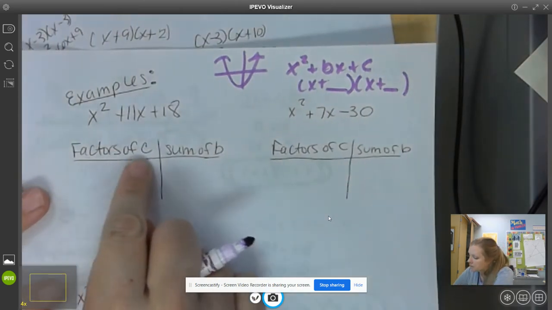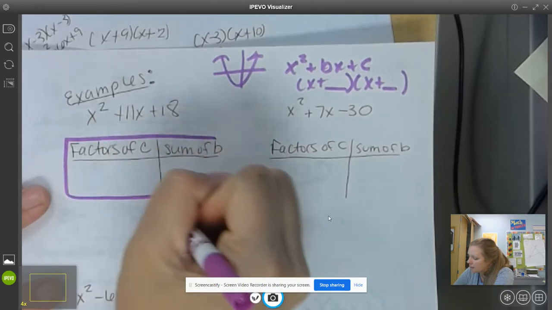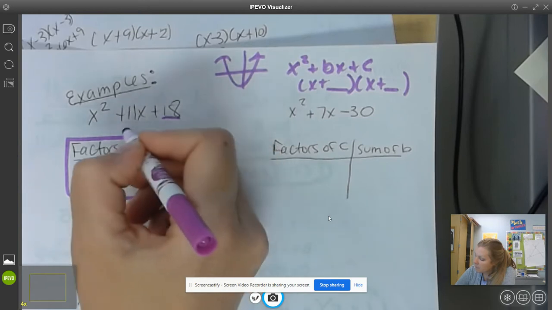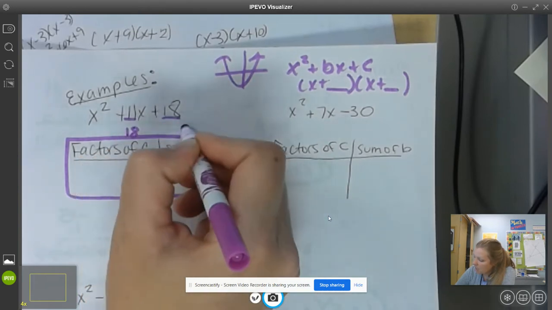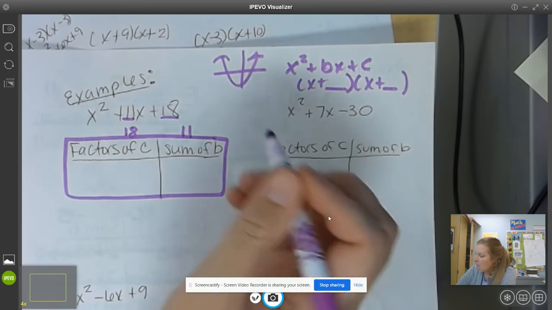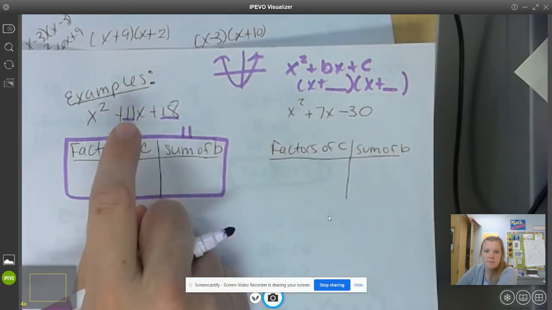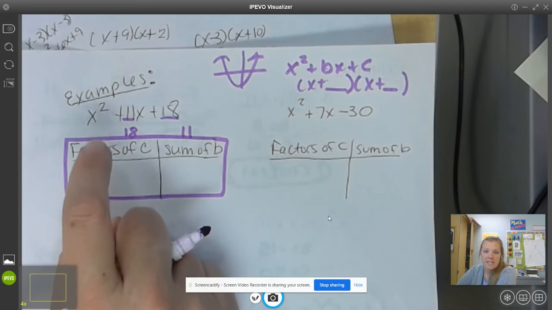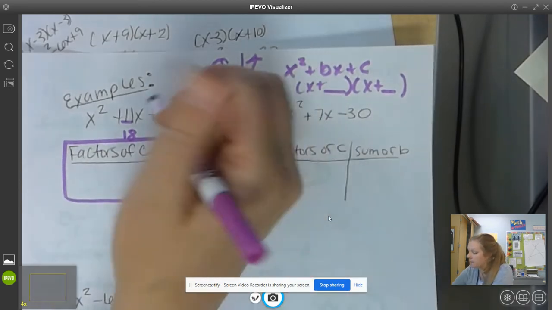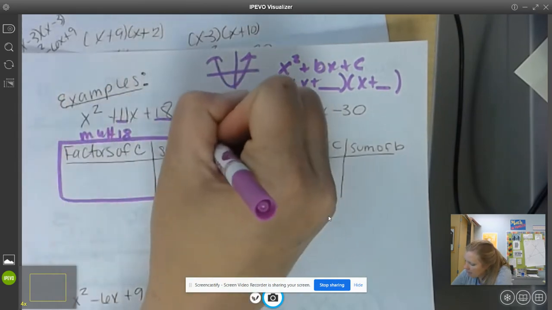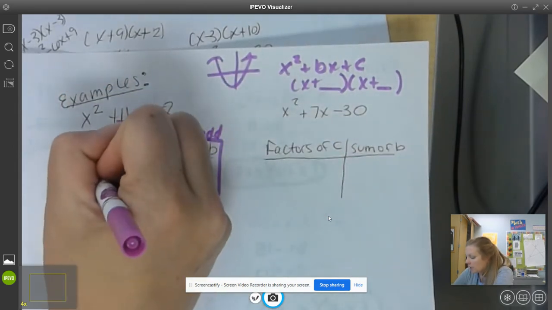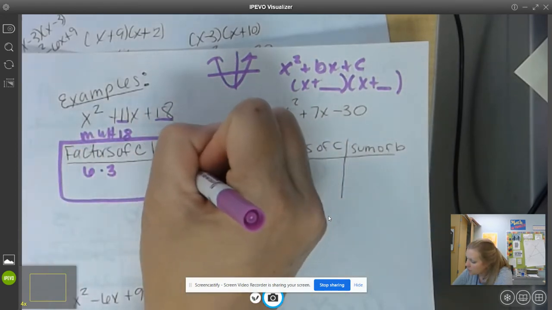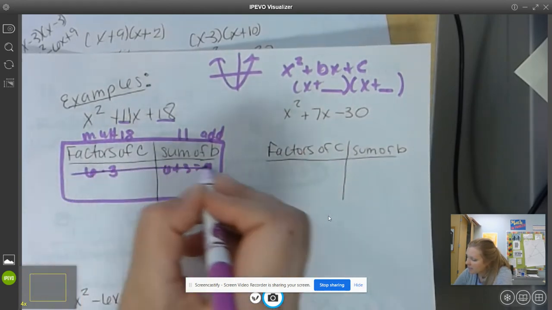So in this problem, and then I personally make a little table to help me keep my work organized. So in this problem, 18 is c, 11 is b. And then we brainstorm, what are numbers that multiply to be 18? That's what factors mean, multiply. The things that multiply to be 18 and add to be 11. So something that multiplies to be 18 is 6 times 3. But 6 plus 3 is 9. So I know that is not my answer.